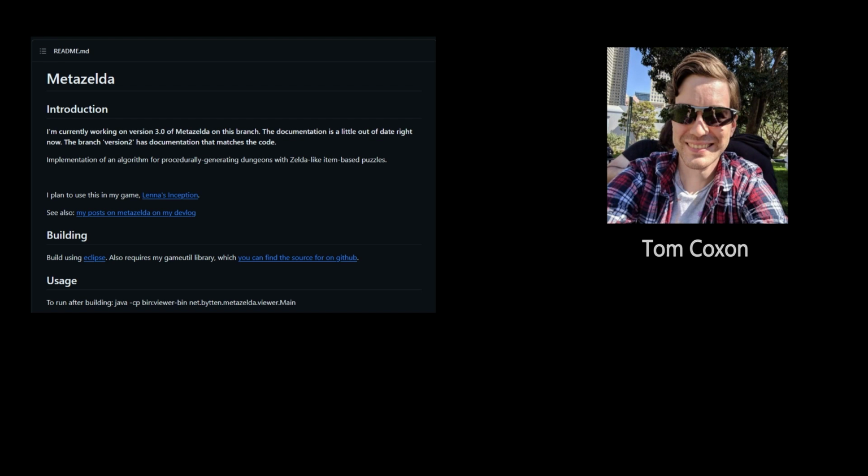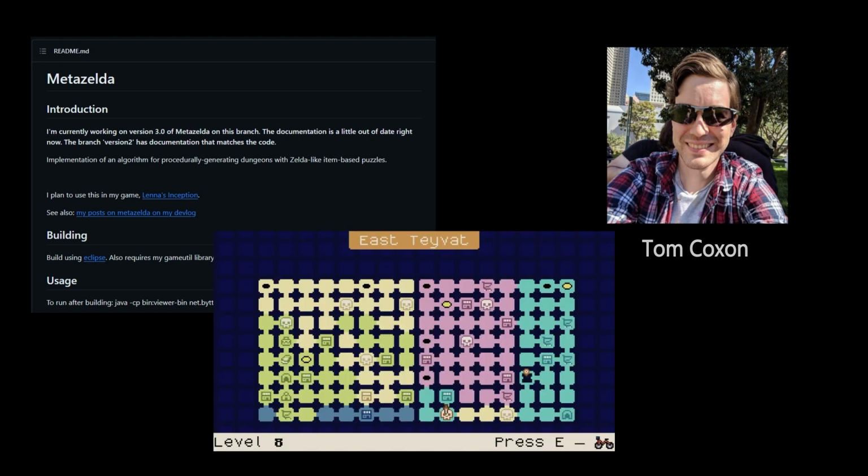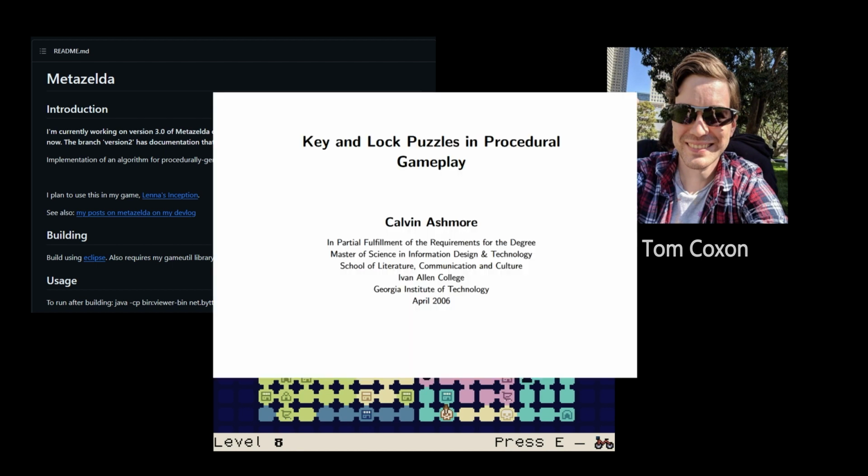The other one, Lena's Inception, was made by this guy. It's a similar situation. He developed something that he calls the meta-Zelda algorithm, based around procedurally generating addicting 2D Zelda-like dungeons. The part that's really interesting to me is how he achieved the addicting part. He implemented a design proposed by Calvin Ashmore in a 2006 paper describing procedural lock and key puzzles.